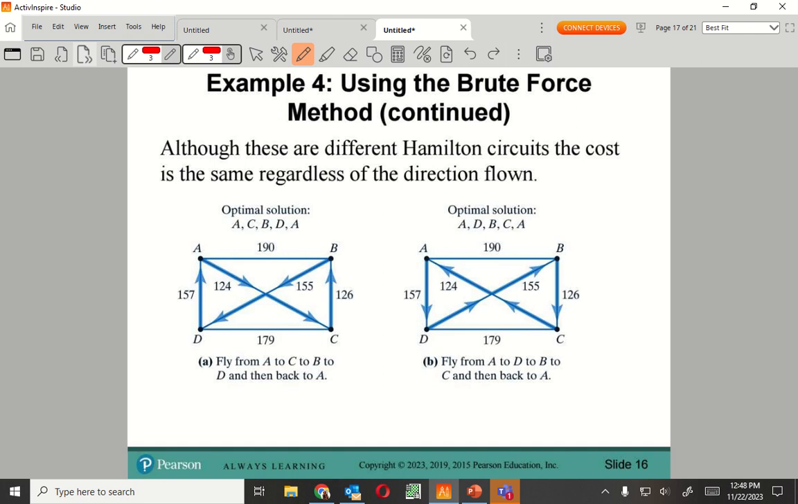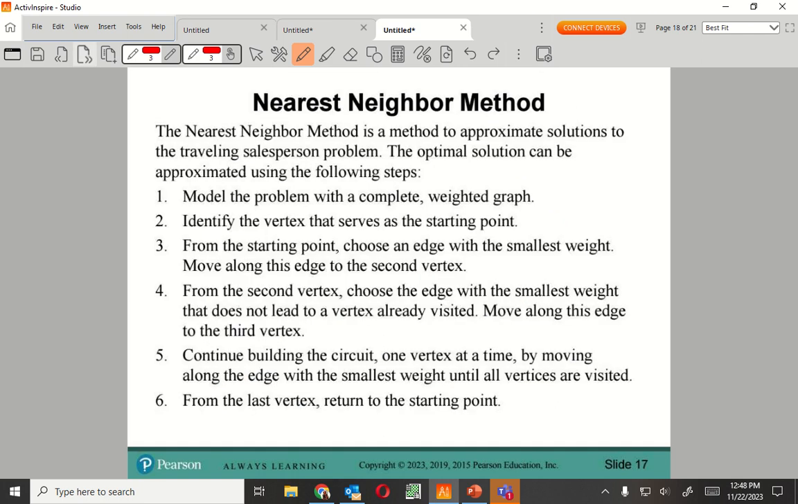Another method is called the nearest neighbor. The nearest neighbor is I go from my starting point and I always take the cheapest value or the smallest number. I can't go back to a city twice, or I can't go back to a vertex more than once, right? And I can't go back to the end until, since it's a circuit, I have to go back to the end, the very last thing. So that's what this actually says. Model it, weighted graph, identify vertices, starting point, all this stuff right here.